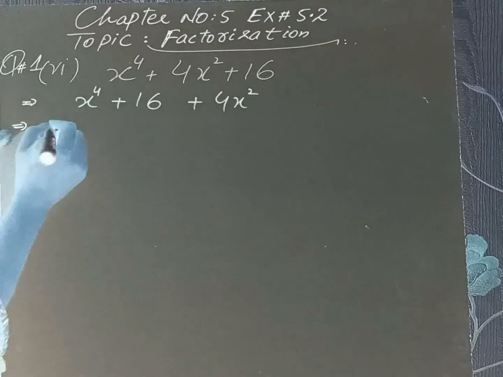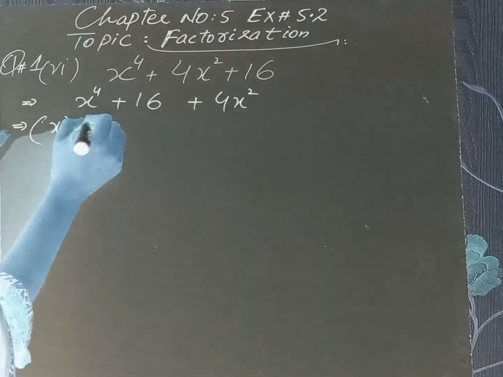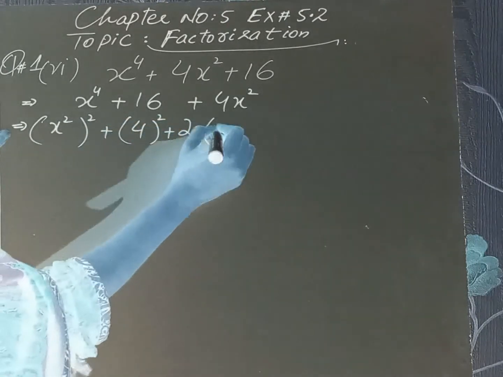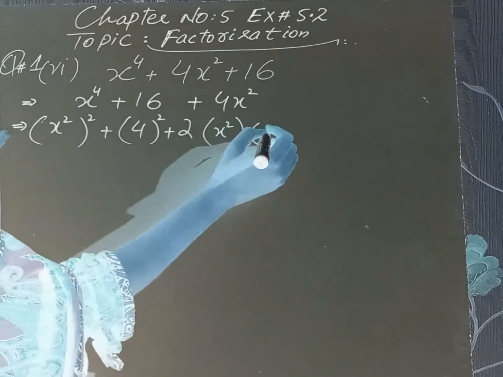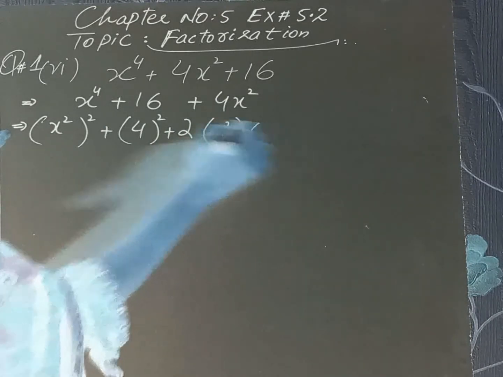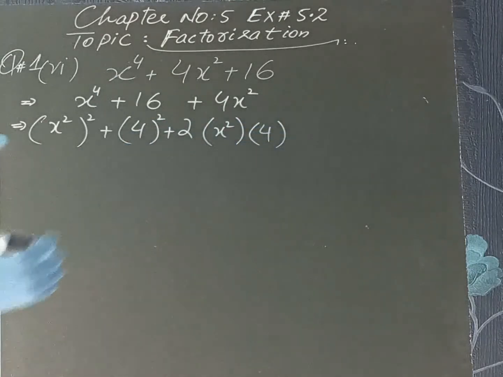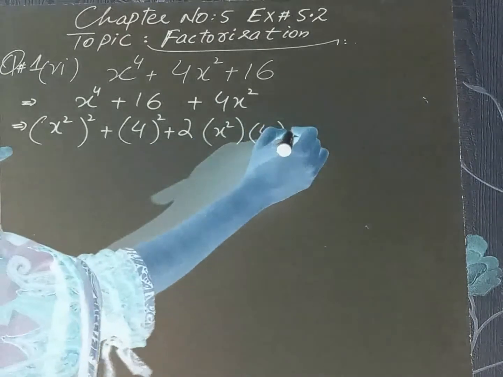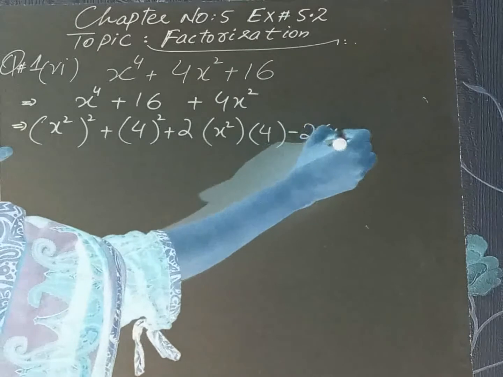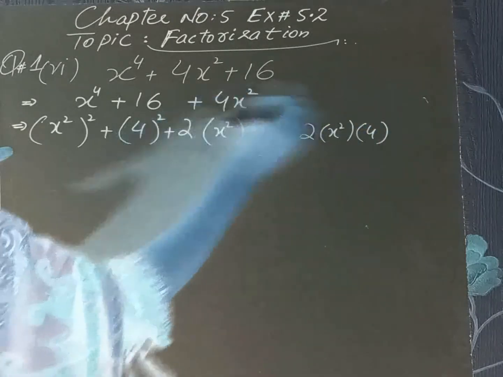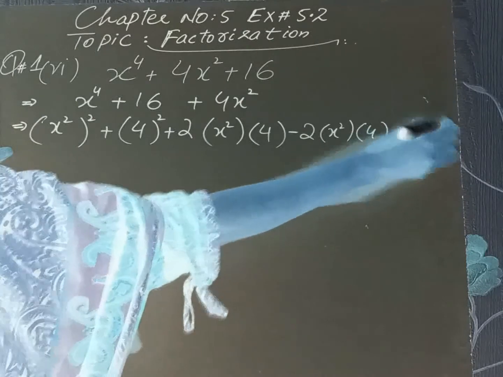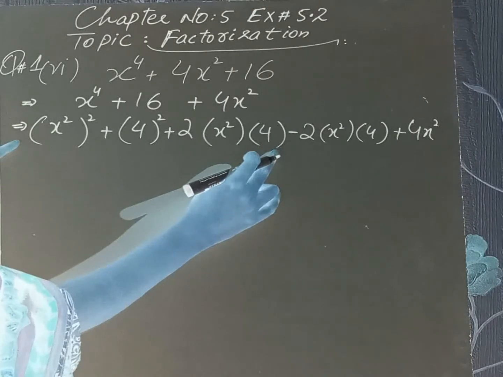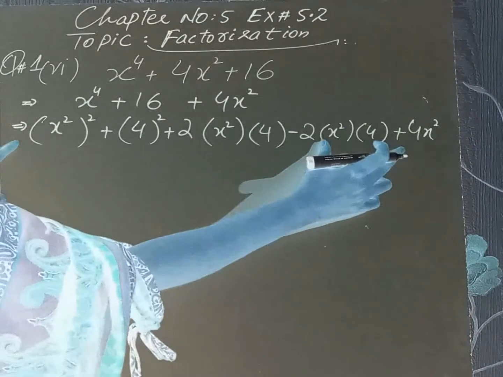If I apply this formula on this, x squared, and 16 is the square of 4, plus 2ab according to the formula. A means x squared and b means 4, and this I will write at the end. If I have added it over here, I will have to subtract this as well, minus 2 into x squared into 4, and this is plus 4x squared. If I close this up to here, this is the formula of (a plus b) whole squared, and I will solve this.